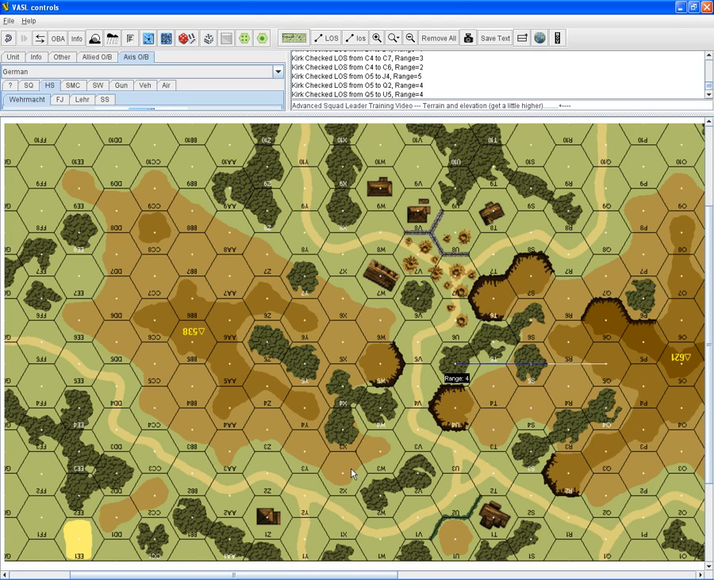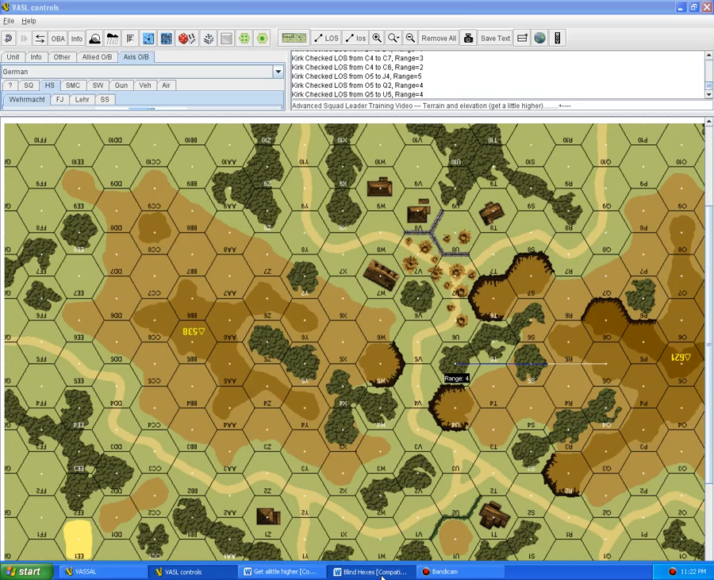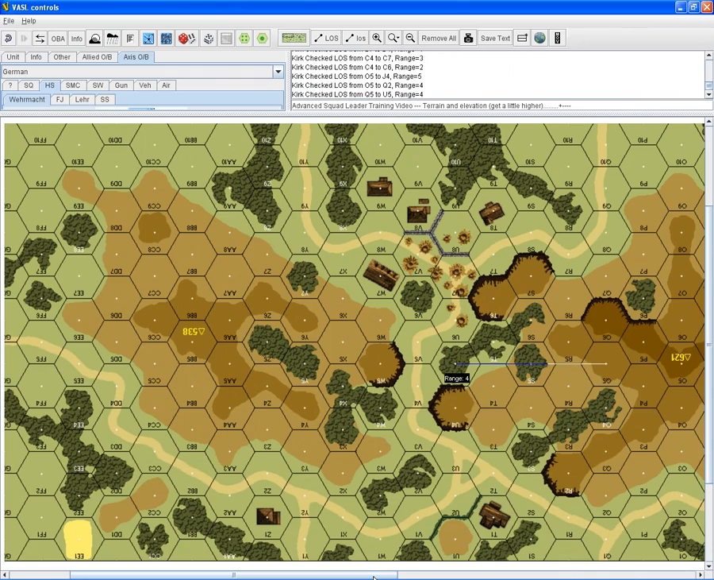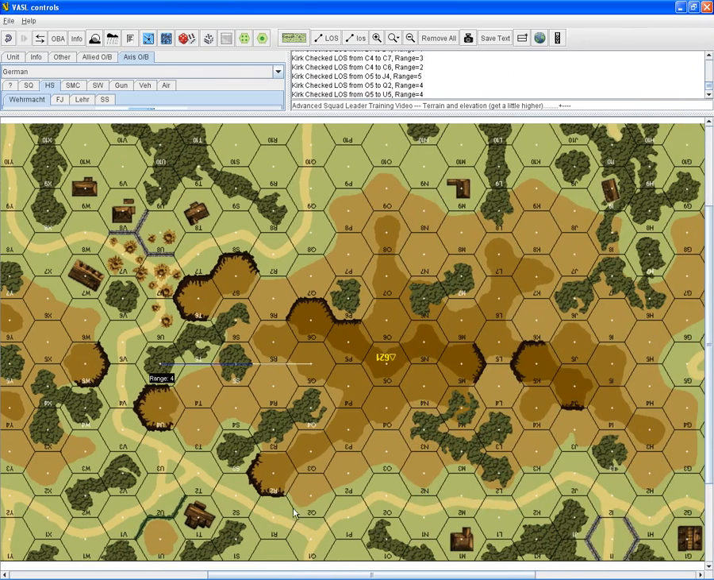I'm trying to see if there's any other interesting lines of sight that might crop up here or there, oops, clicked on the wrong button, that might pop up for our scenario.